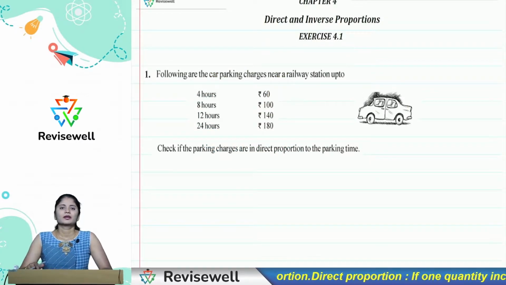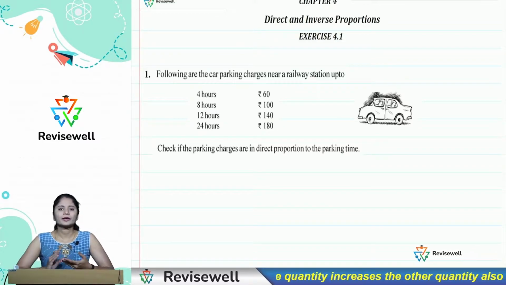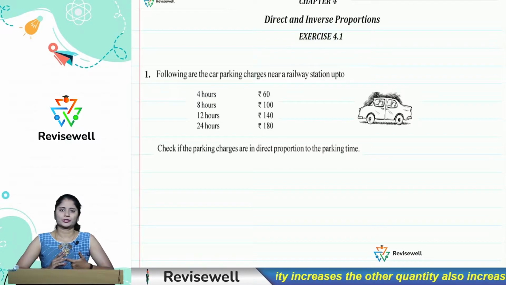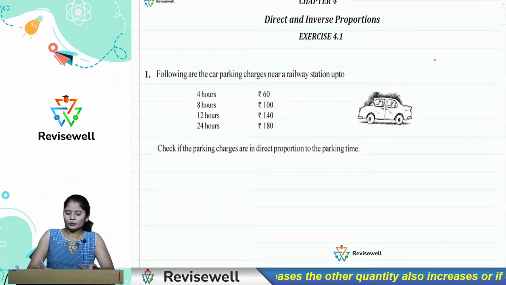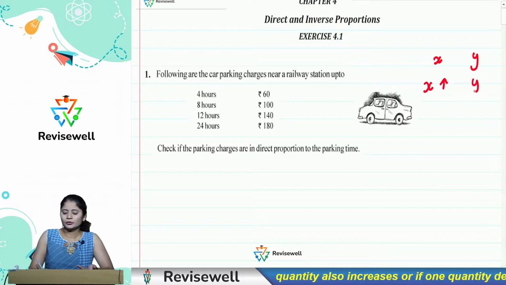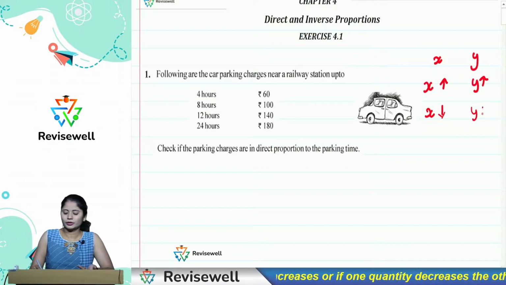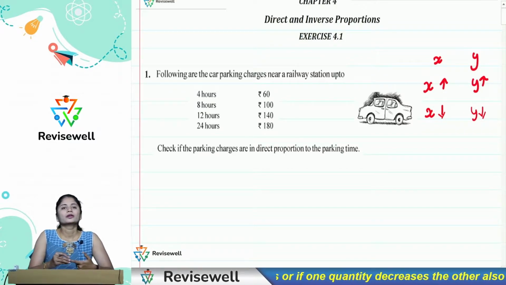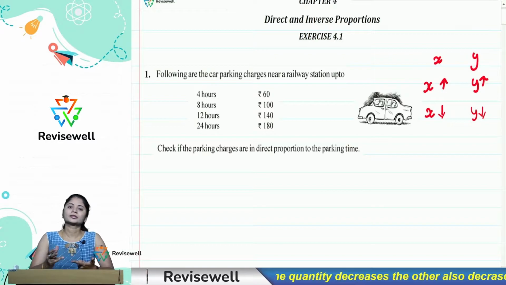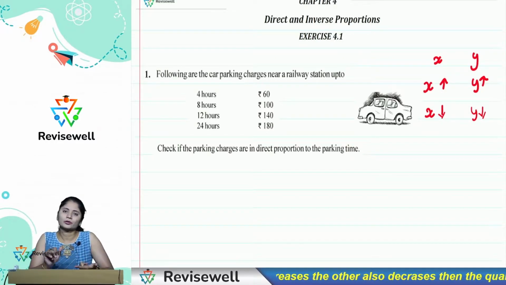Revisewell class. Already we have discussed in the introduction video what is a proportion, what is a direct proportion and what is an inverse proportion. So quickly we will recall what is direct proportion. If there are two quantities x and y, if x increases then y also increases, or if x decreases then y also decreases. So if one quantity increases, the other quantity will also increase, or if one quantity decreases, the other quantity will also decrease.